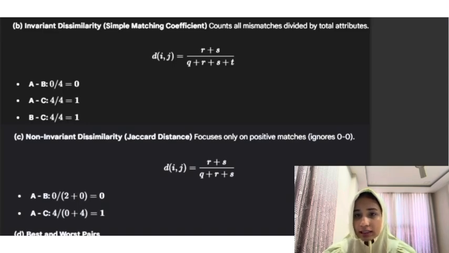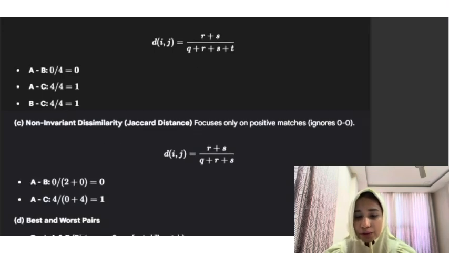So in A versus B, which is A minus B, we have 0 mismatches. So it is divided by total number of attributes, which are 4. So it is 0. A minus C, there are 4 mismatches because it was opposite vector. So 4 divided by 4 equal to 1, and B minus C 4 by 4 equal to 1. So these are invariant dissimilarities.